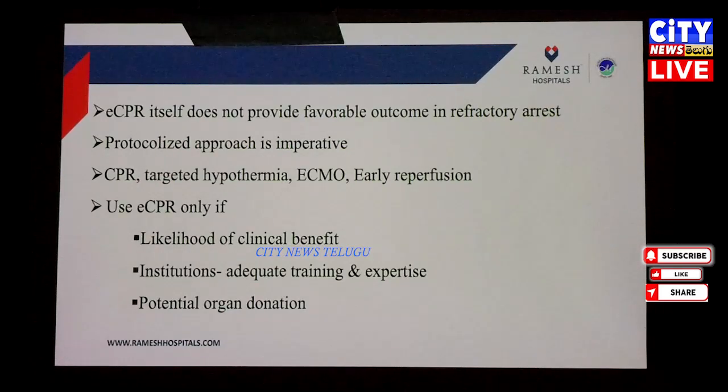Second, it can be only done in institutes wherein there is a team with adequate training and expertise. Or in some circumstances, you can initiate ECMO CPR if the patient is a potential organ donor. A lot of us sometimes give a will saying that yes, when we die, we want to donate our organs. So for those patients also, ECMO is indicated.